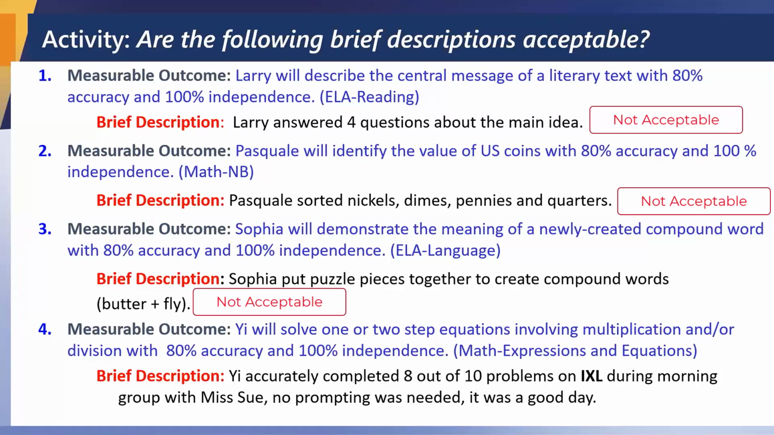Ye will solve one or two-step equations involving multiplication and or division with 80% accuracy and 100% independence. But my brief description says, Ye accurately completed 8 out of 10 on IXL during morning group with Miss Sue. No prompting was needed. It was a good day. So, was Ye acceptable or not acceptable?